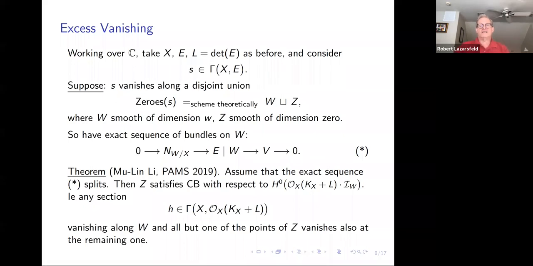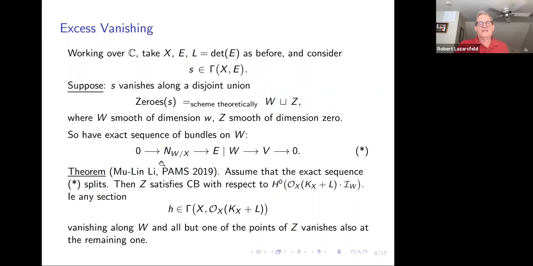So in other words, if you take a section of Kx plus L that vanishes on W, and if it happens to vanish at all but one of the points of Z, it also vanishes at the remaining one. Okay, so that's nice. The nice thing about this statement is that it tells you the right form for these Cayley-Bacharach statements in the presence of excess vanishing. You look at sections of Kx plus L vanishing somehow on W, and you ask whether those satisfy Cayley-Bacharach, whether the finite part of the intersection satisfies Cayley-Bacharach with respect to those. So that's the good news.